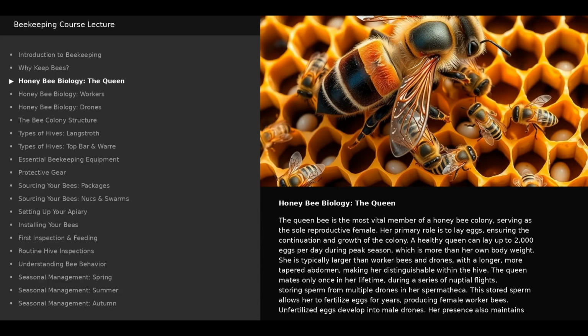This stored sperm allows her to fertilize eggs for years, producing female worker bees. Unfertilized eggs develop into male drones. Her presence also maintains colony cohesion through the production of queen pheromones, chemical signals that regulate bee behavior and suppress worker bee ovarian development. Without a healthy queen, a colony will quickly decline and eventually perish.